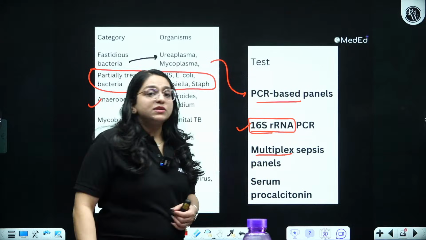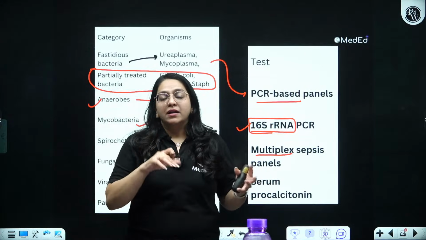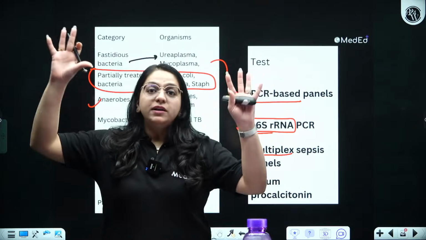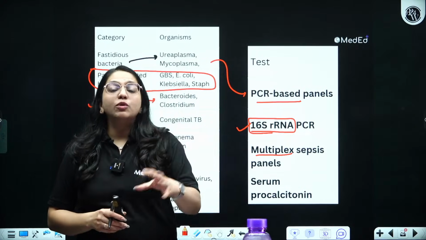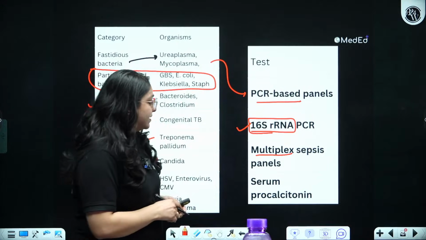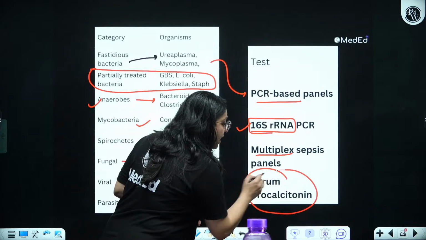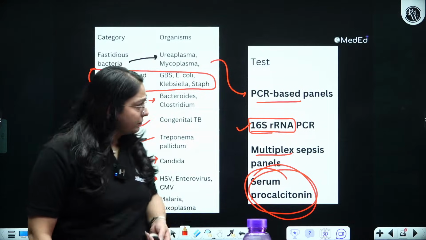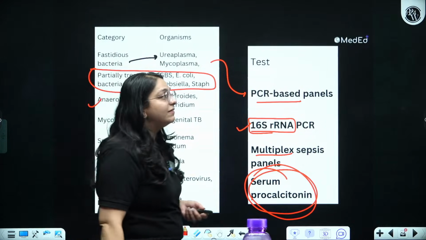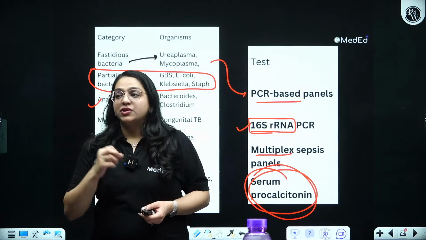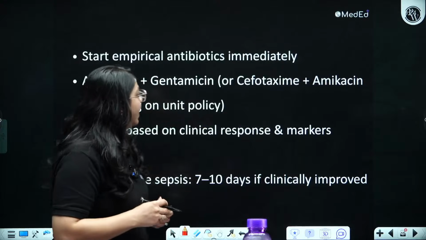Multiplex sepsis panels. What is multiplex? Multiplex PCR. Basically, in a single PCR, you are getting information about many different panels of microorganisms. So it can tell you about bacteria, virus, fungus, parasite in a single PCR. Then serum procalcitonin is another very important marker of a bacterial infection. So all of these tests are what you need to go for in case the blood culture comes out to be negative.